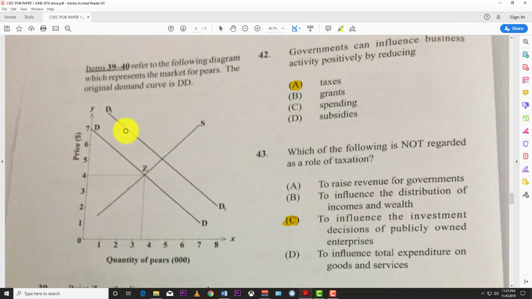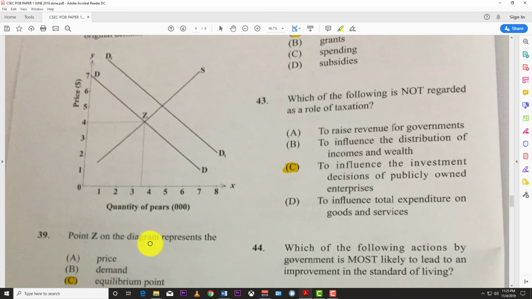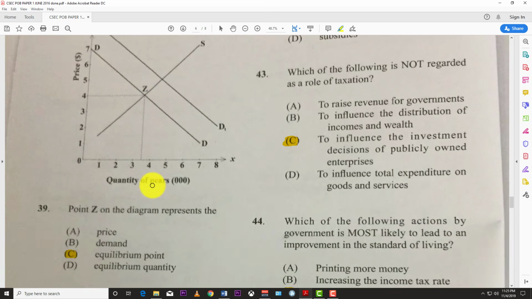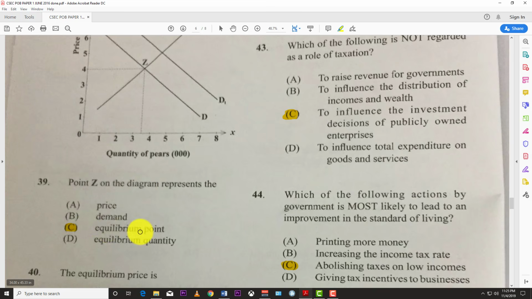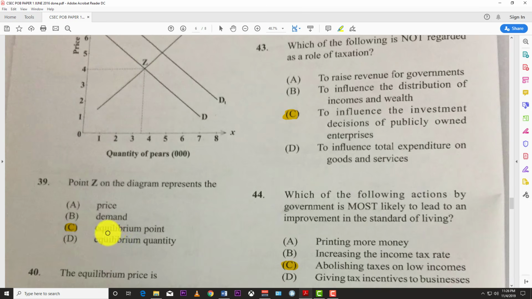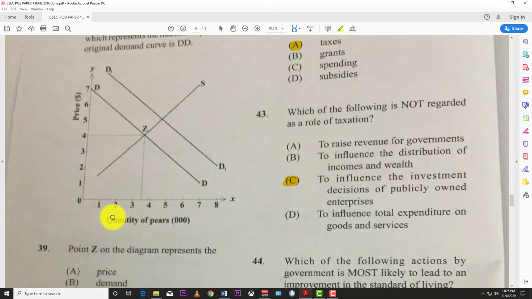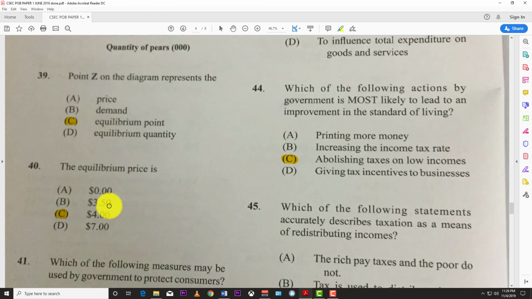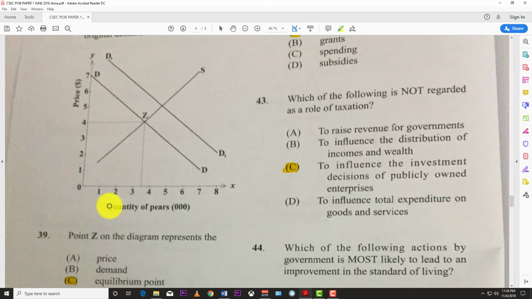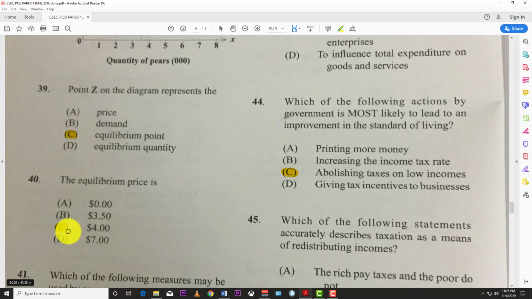Alright, 39 refers to this diagram of a demand curve and a supply curve. 39. Point Z on the diagram represents, and the best answer here is C, equilibrium point. That's where supply and demand intersect. So that's the equilibrium point. And also, still looking at this, 40, the equilibrium price is, so the point at which supply and demand intersect, and the price associated with that is $4. So the equilibrium price is C, $4.